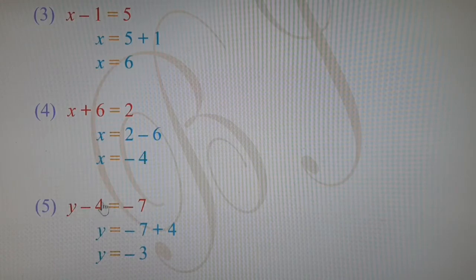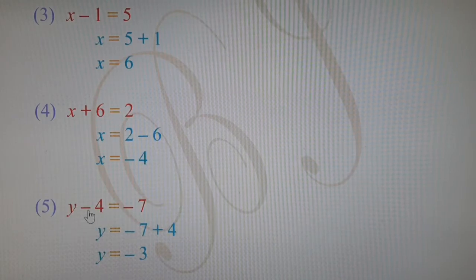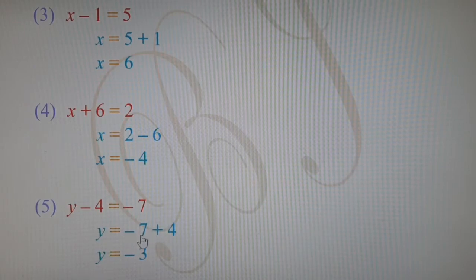Hence minus 4 will become plus 4, because when we use the transpose rule, we have to use the opposite rule. So opposite of addition is subtraction, but opposite of subtraction is addition. So minus 4 will become plus 4. So minus 7 plus 4 will be our step, and we have to solve it further. y is equal to minus 7 plus 4.